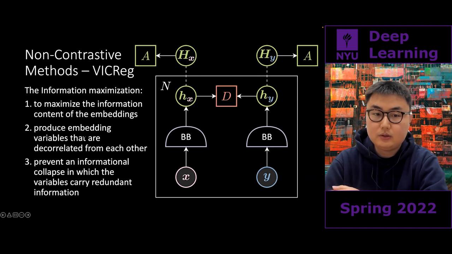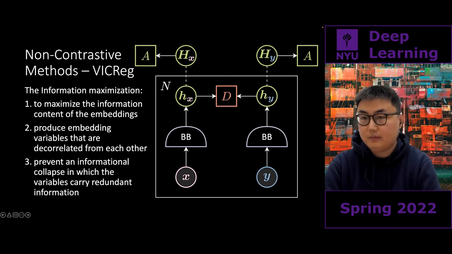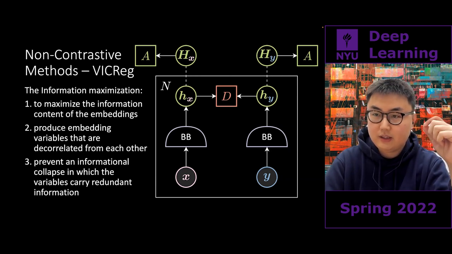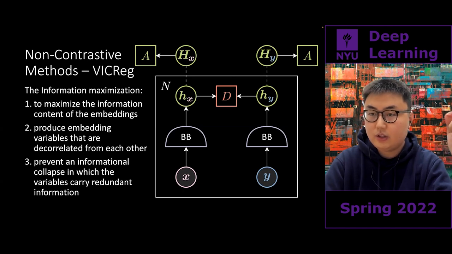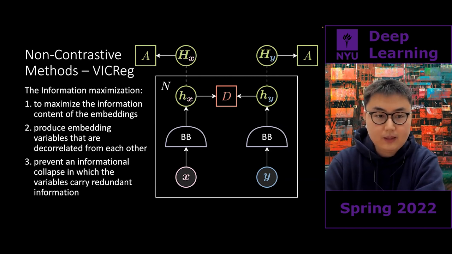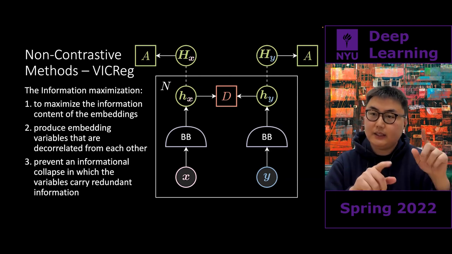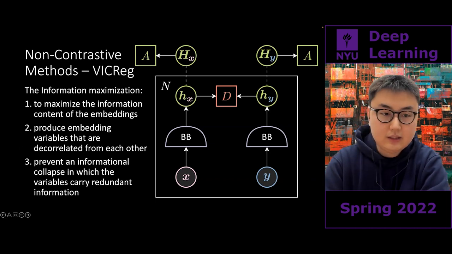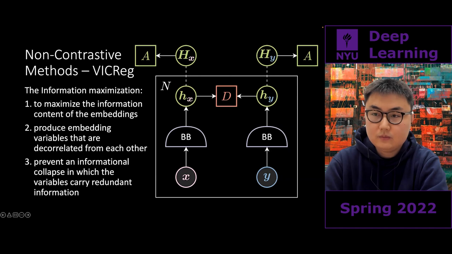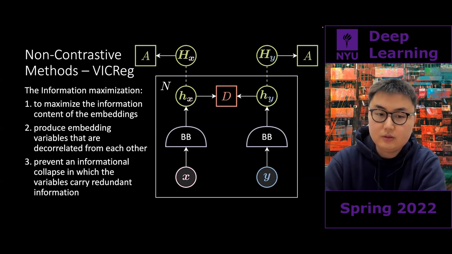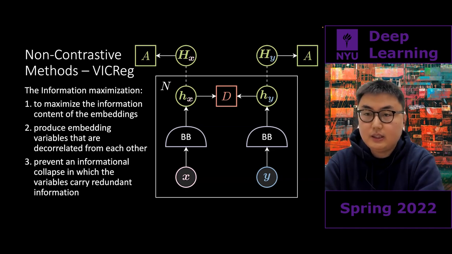You try to produce embedding variables that decorrelate from each other. Because if the variables correlate with each other, they covary together, so the information content is reduced, right? If you have two independent variables, the information content will be higher than for two variables that covary with each other. This is what the C term was doing in the slide I showed before. Eventually you prevent this informational collapse, where the variables just carry redundant information.